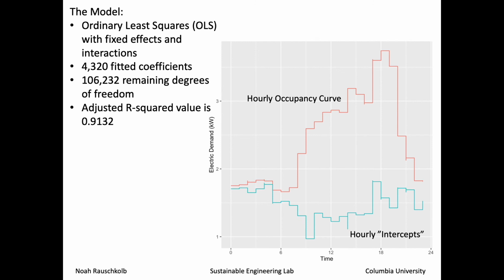There is an intercept term, and that intercept tells us how much we think the demand is going to be when there's nobody in the building, and then we've got a slope term. So the blue line shows all of the intercepts, and then the red line shows, well, let's assume a certain level of occupancy, add in those slopes, and we end up with a different shape for what we expect the load to be when people are coming into the building. Ultimately, the model has an adjusted R-squared value of just over 91%.